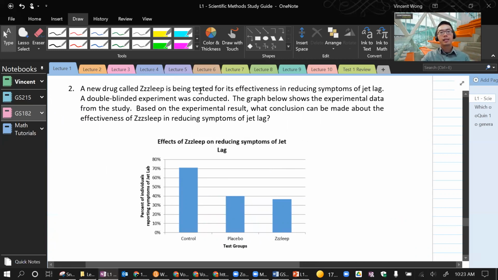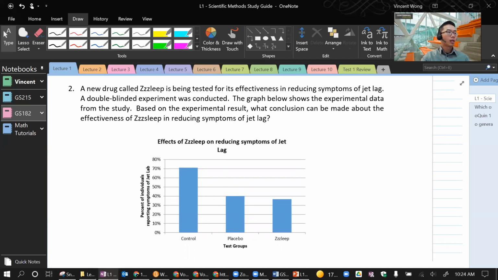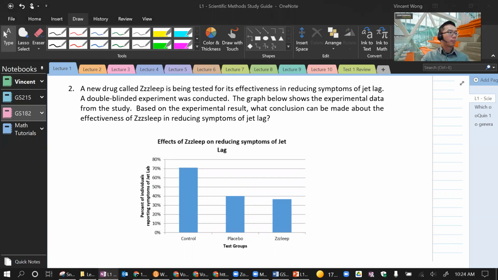A new drug called Sleep is being tested for its effectiveness in reducing symptoms of jet lag. A double-blind experiment was conducted. The graph below shows the experimental data from the study. Based on the experimental results, what conclusion can be made about the effectiveness of Sleep in reducing symptoms of jet lag? Okay, so let's do a quick poll. I know we don't have a lot of people here, but we will still do a poll. If you think the drug is effective, please choose A based on the results. If you think it is not effective, please choose B.